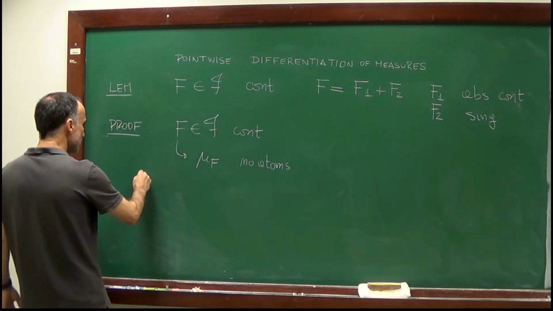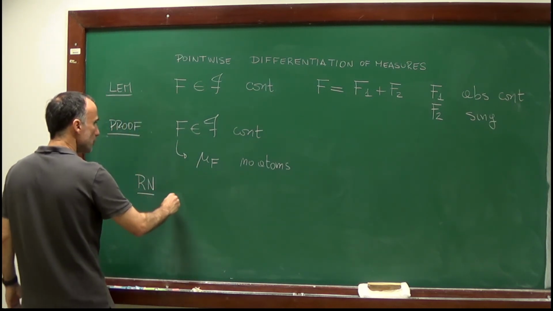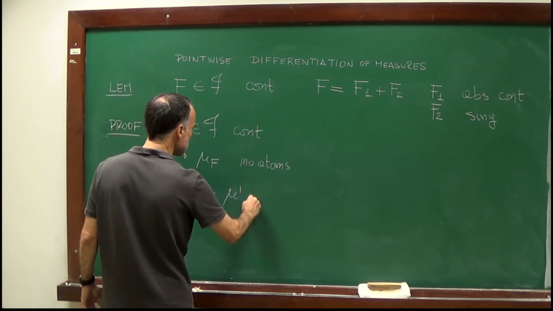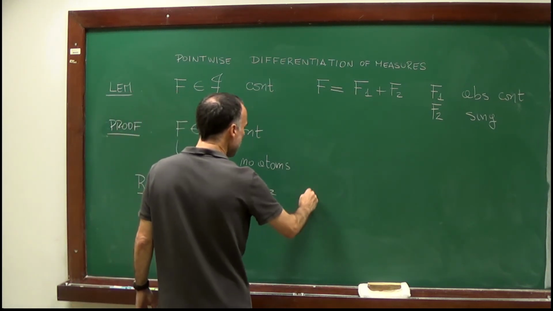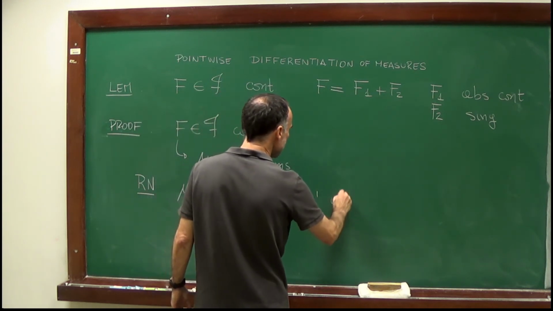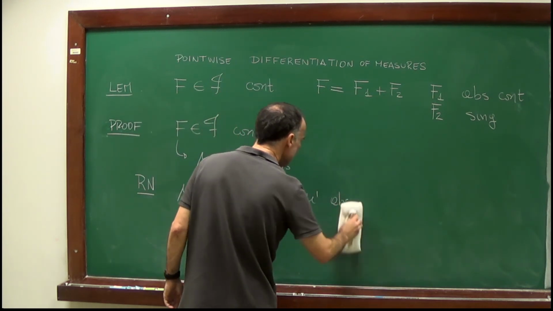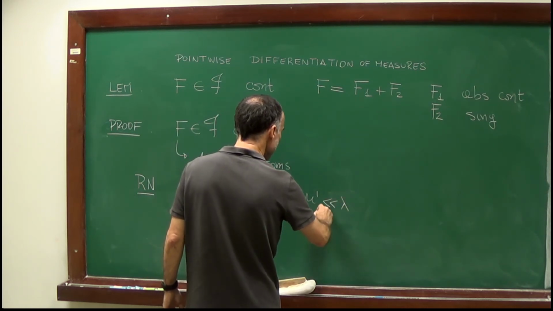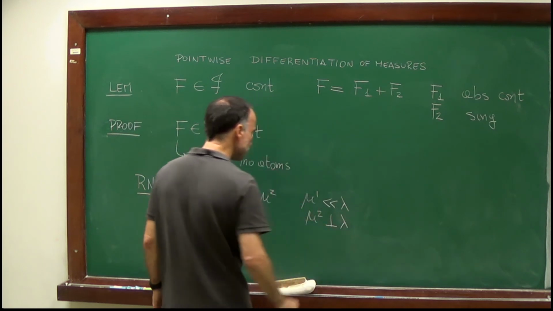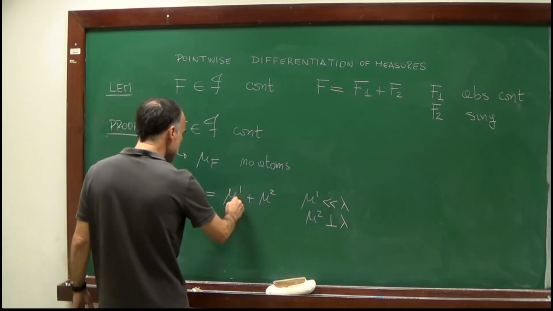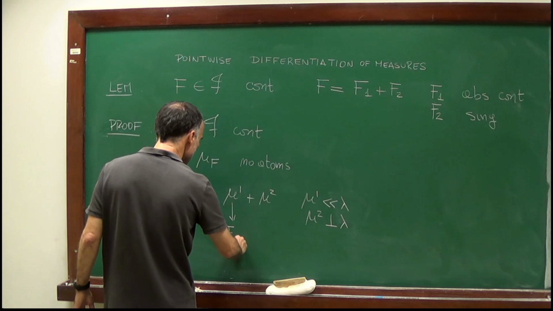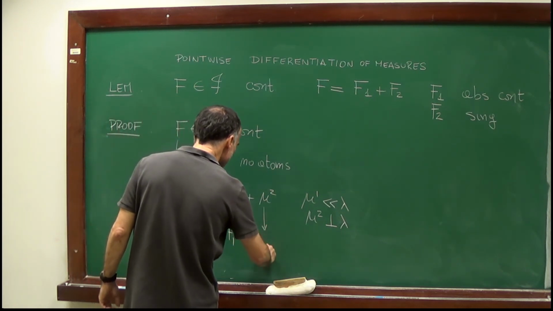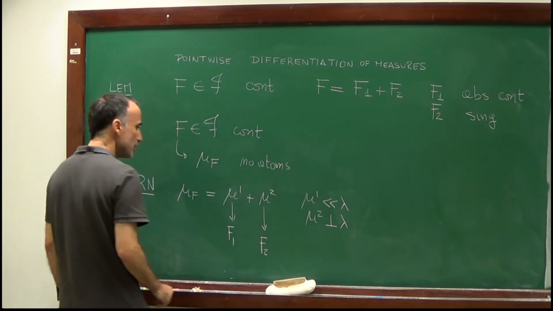And by the Radon-Nikodym theorem, we know that mu f can be written as mu1 plus mu2, where mu1 is absolutely continuous with respect to Lebesgue. So let me write that this way. And mu2 is singular with respect to Lebesgue. So let me represent by f1 the function associated to mu1, and by f2 the function associated to mu2.